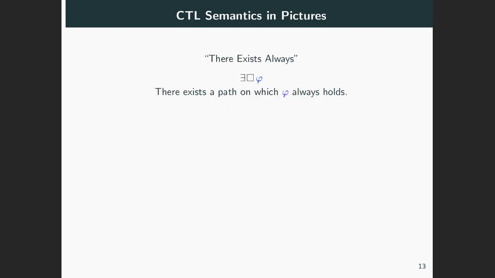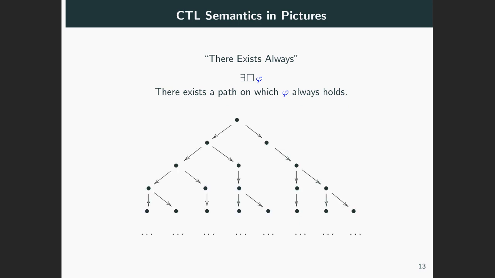As for the there exists variant of the connective, namely there exists always, here's again our tree. We want the existence of a path on which phi always holds. In other words, it holds on every state on that path, as illustrated here by making a choice of such a path.